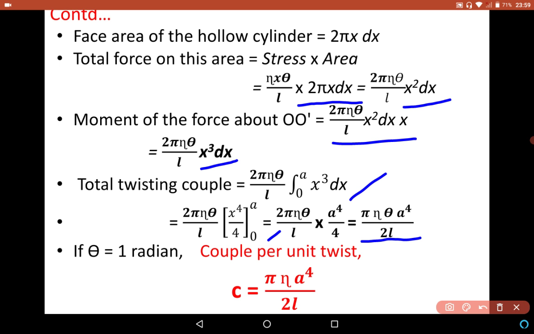And if theta is equal to 1 radian, then the couple per unit twist is given by C is equal to pi n a to the power of 4 by 2L. This is the expression for twisting couple per unit twist. Twisting couple per unit twist is given by C is equal to pi n a to the power of 4 by 2L, where n is the rigidity modulus, a is the radius of the wire and L is the length of the wire.